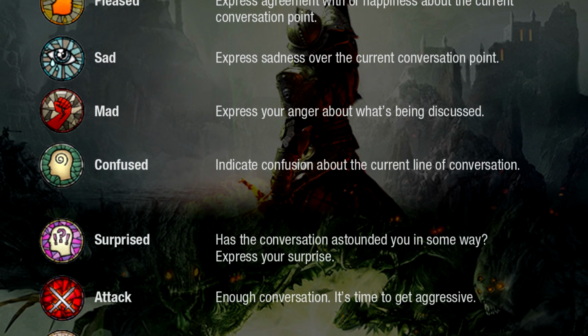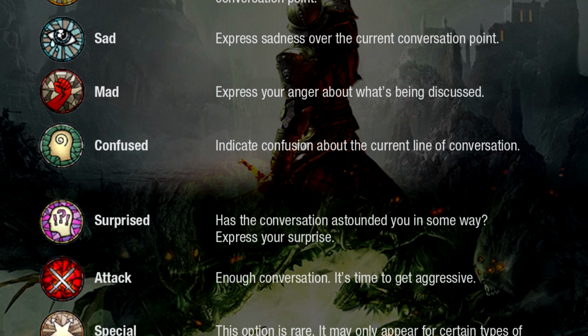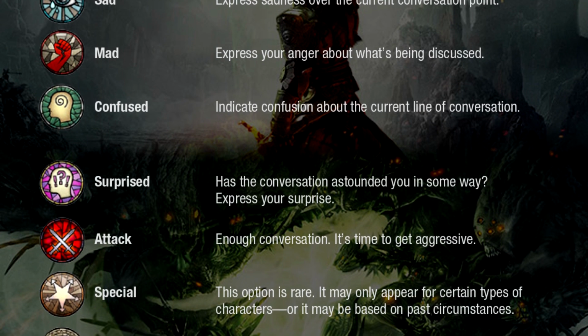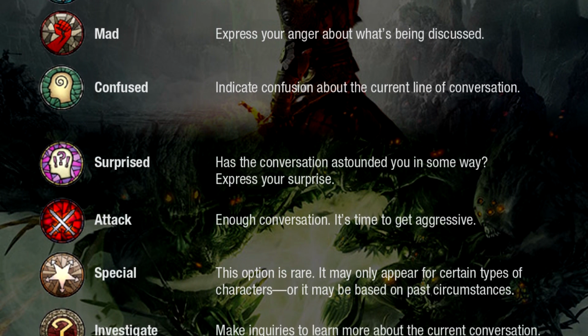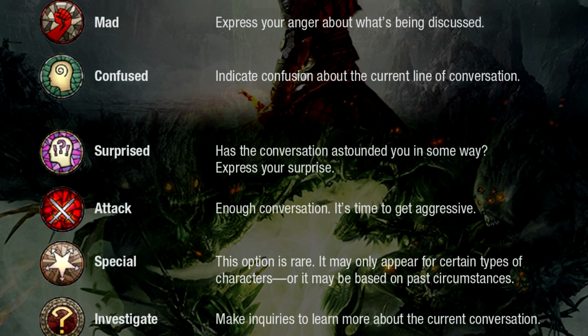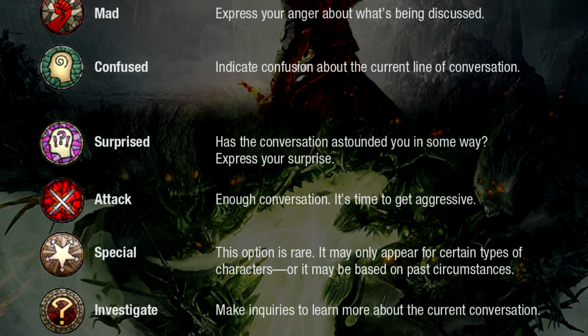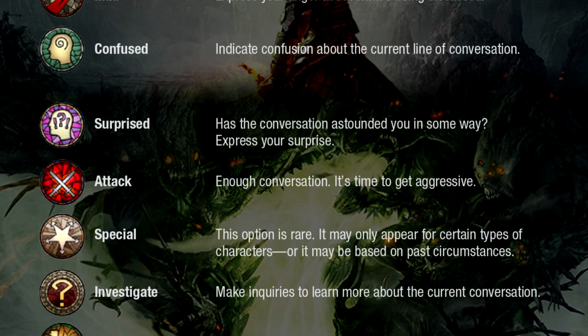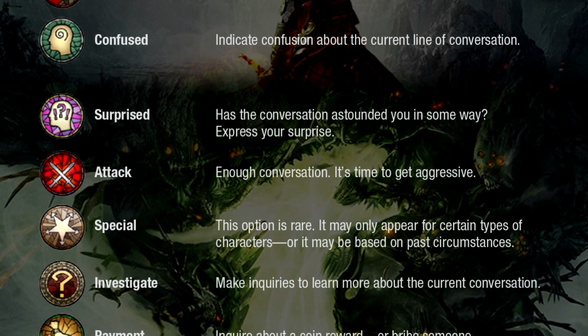Next, a head with a swirl in it, you're confused. Imagine that you've been spinning around. What happens after you've been spinning? You're dizzy, you're disoriented, you're confused. Next, a head with an exclamation mark, question mark, exclamation mark. Huh? You're surprised. There's literally no better way to visually represent WTF.